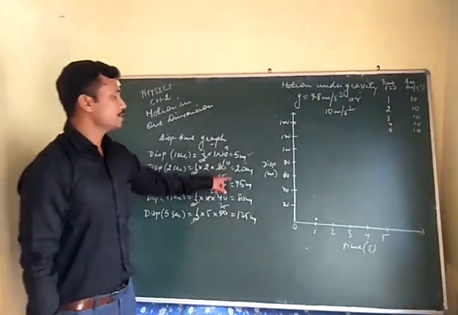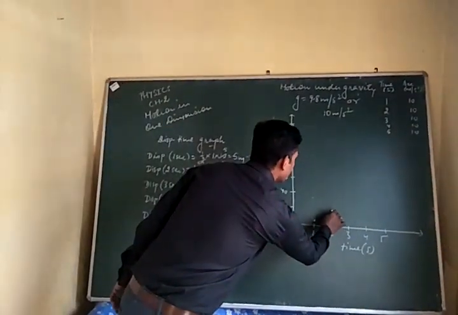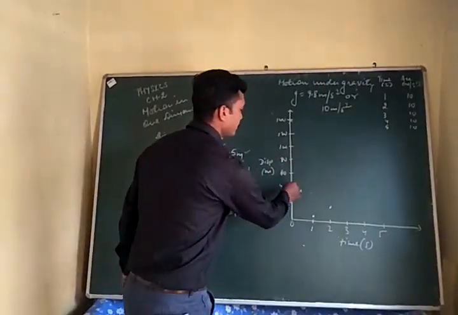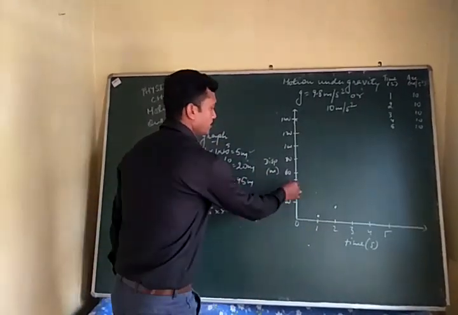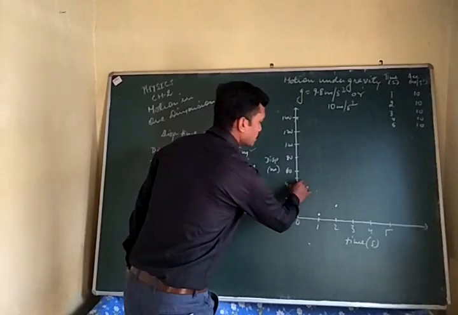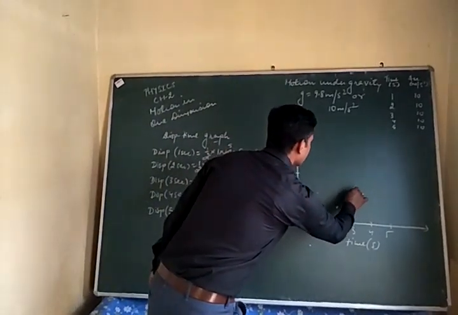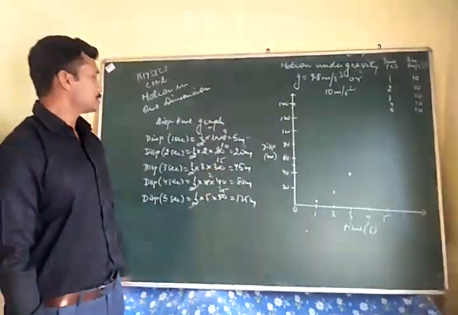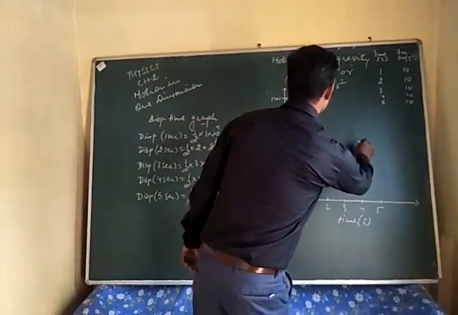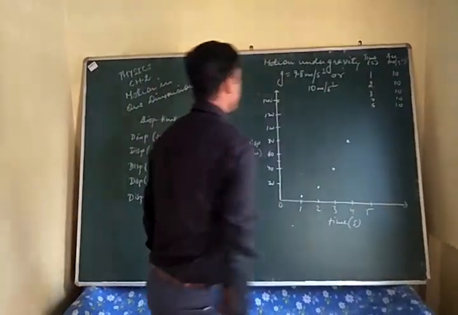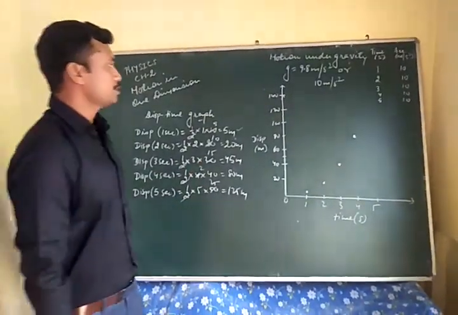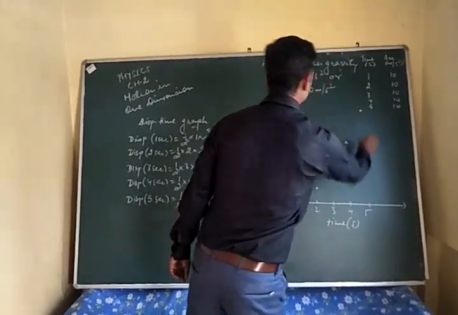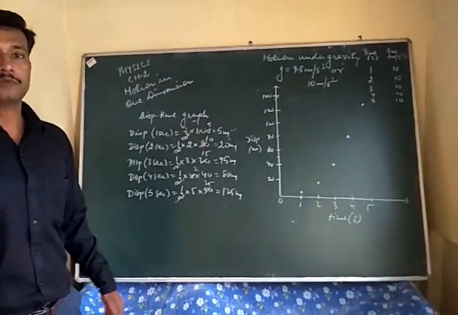After 2 seconds the displacement is 20, so we can plot one point here. After 3 seconds you can see the displacement is 45. If this is 50 mark, then 45 can be somewhere here. So we can consider this as the 45 meter. Then after 4 seconds the displacement is 80 meter. And after 5 seconds the displacement is 125. So these are the different points we have got.